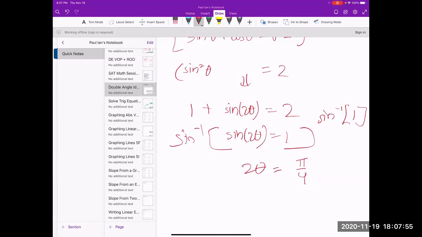Sine inverse of 1 is pi over 2, pi over 4. I thought it was pi over 2. Oh, it is pi over 2, and I divided it by 2. That's how I got pi over 4. Never mind. Okay, pi over 2. And then I think that's good.